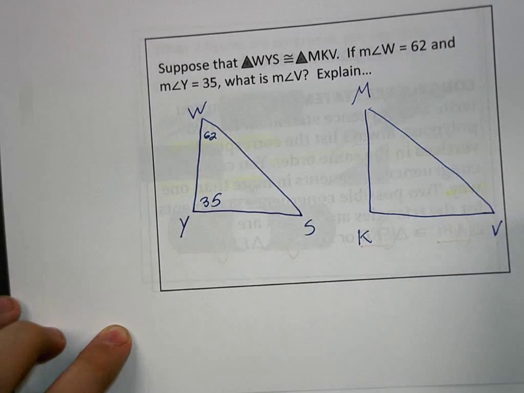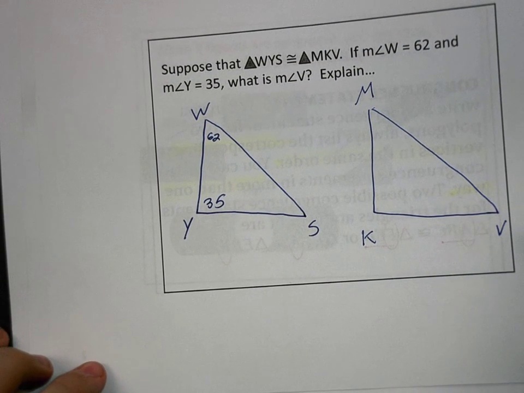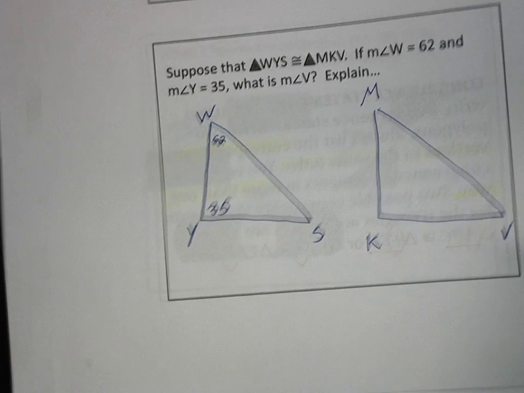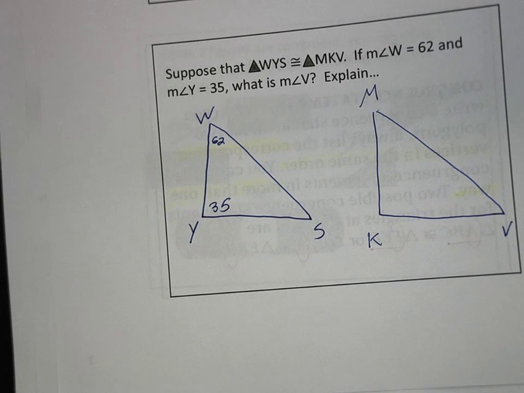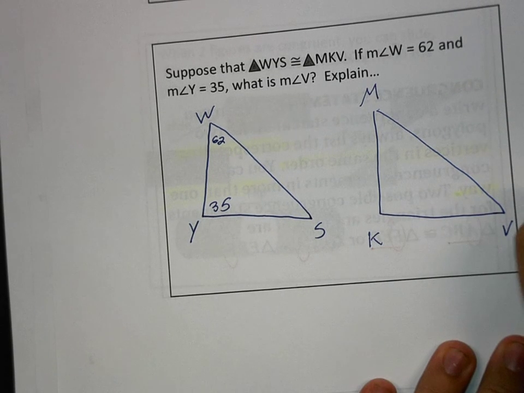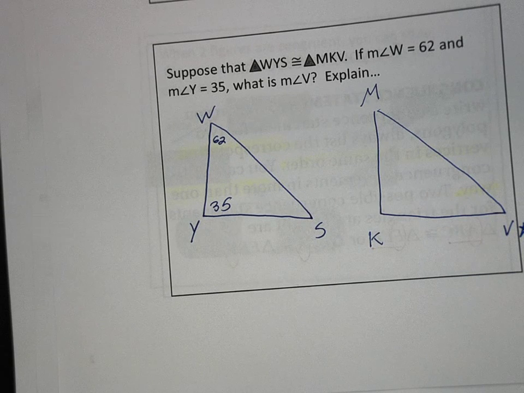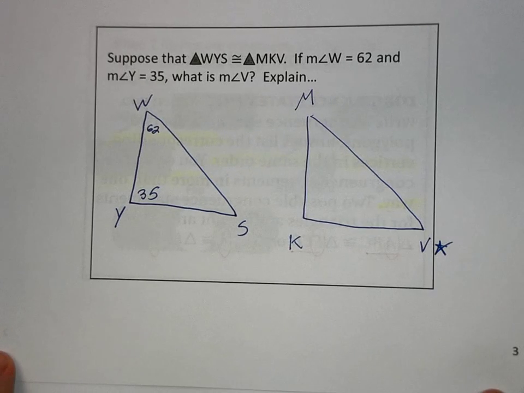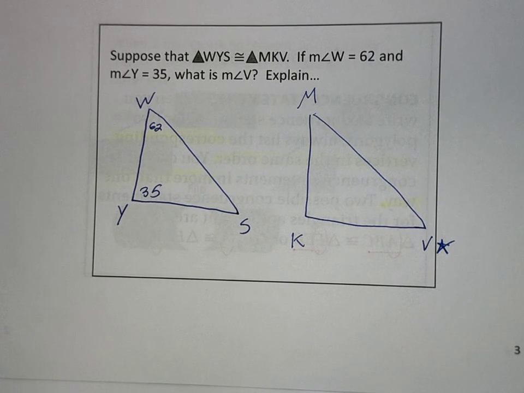Good. Okay, so what are we trying to find right now? I don't want you to do all the work, but... Okay, so it says that we're trying to find what angle V is. Can you put a little marking by V on what we're trying to find, Bryce? Okay, so we're trying to find this angle right here.